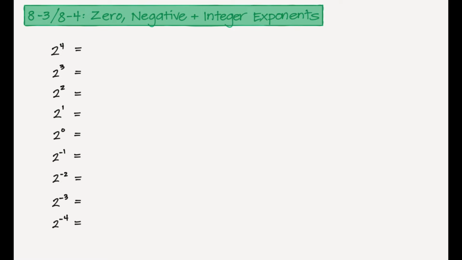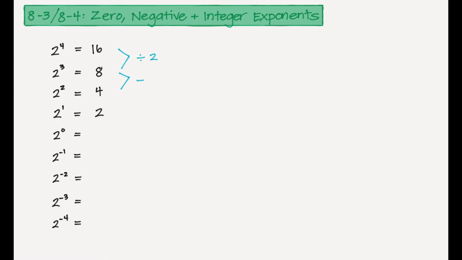Hello class, this is lesson 8-3 and 8-4 about 0, negative, and integer exponents. So to begin, let's look at this list of expressions. 2 to the 4th power is 16, 2 cubed is 8, 2 squared is 4, and 2 to the 1st power is 2. So let's look at the pattern that we have going on.